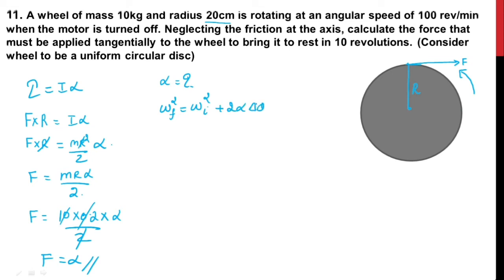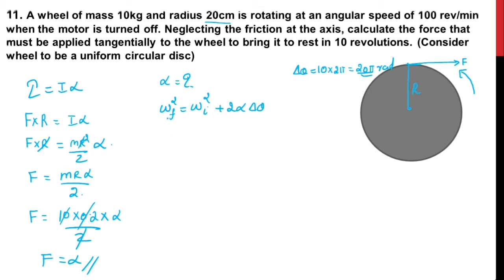What is delta theta here? Just before stopping, how many times is the wheel revolving? That is 10 times. So we can write delta theta is equal to 10 revolutions. That means 10 into 2 pi, which is equal to 20 pi rad, that is the delta theta. Now you can substitute the values for final angular velocity, initial angular velocity, and also delta theta, and you will get alpha, and that value is the same as the force required here.